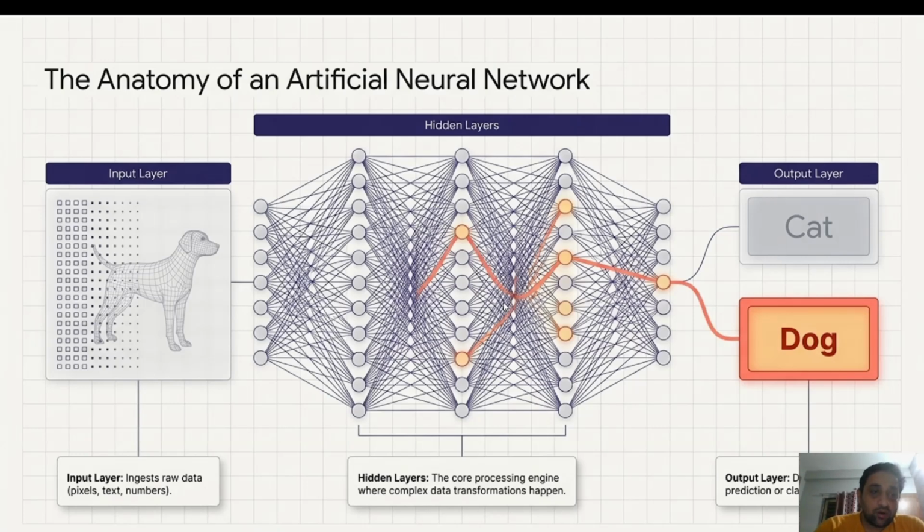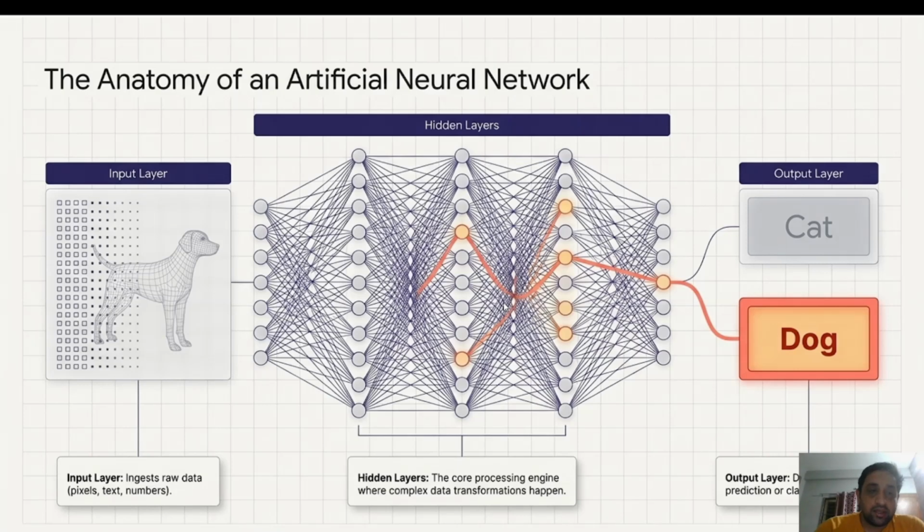The output layer on the right produces the final answer in this case. The network gives a probability for each possible label, cat or dog. The highest probability wins.